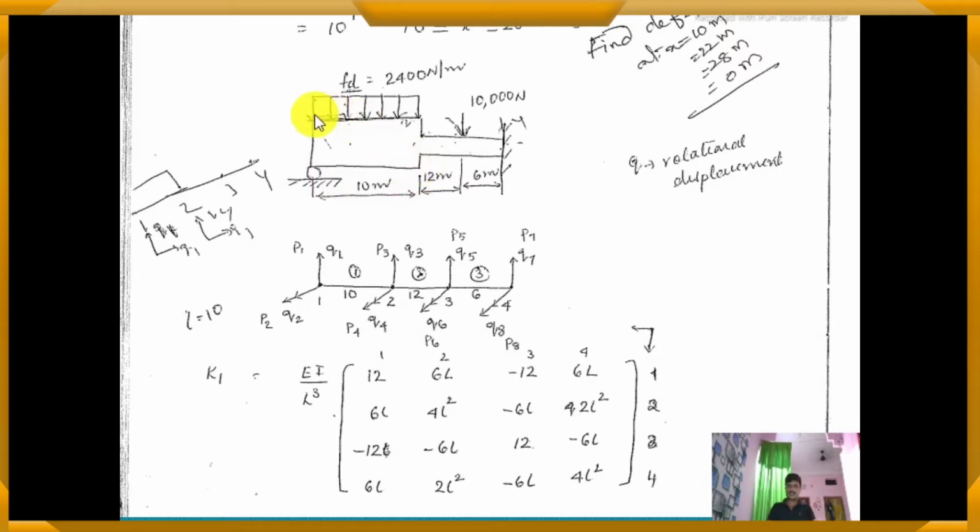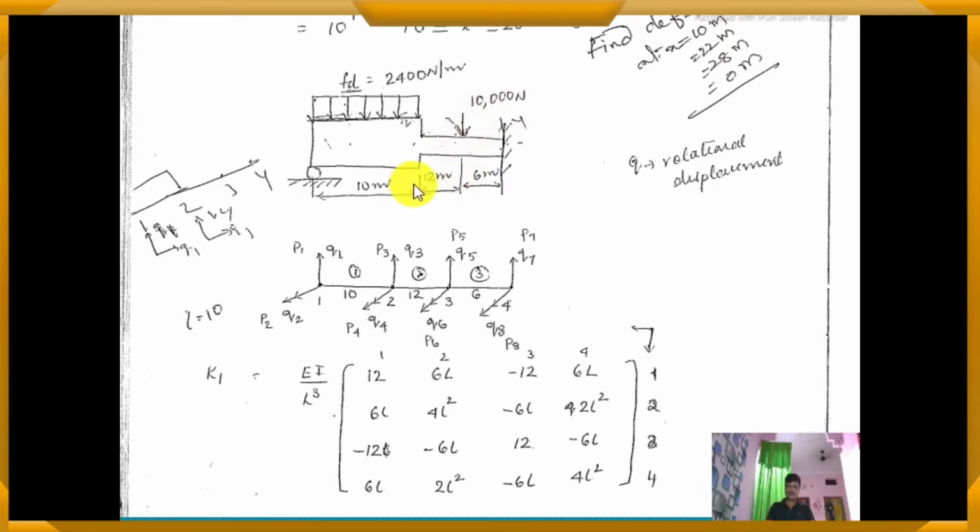For this element the UDL is acting. A distributed load is acting with a load of 2400 Newton per meter. Again in the stepped bar, it is divided into two parts because the point load is acting there, that is 10,000 Newton, at this node.